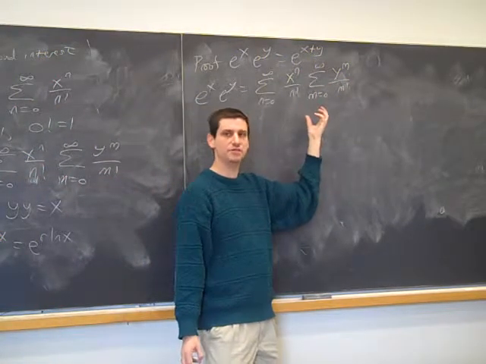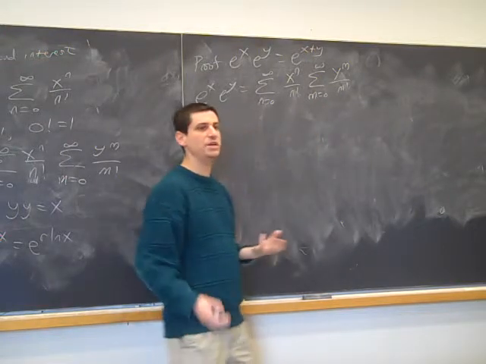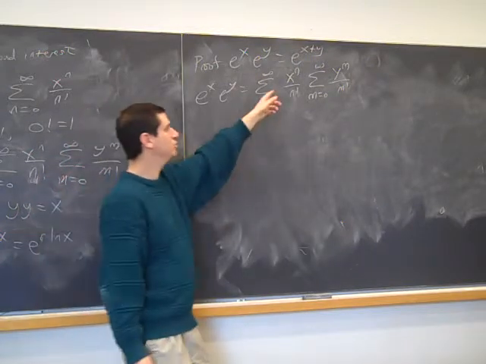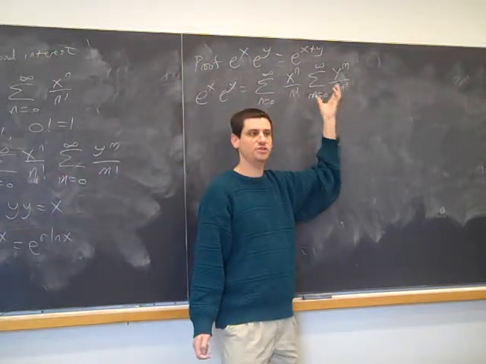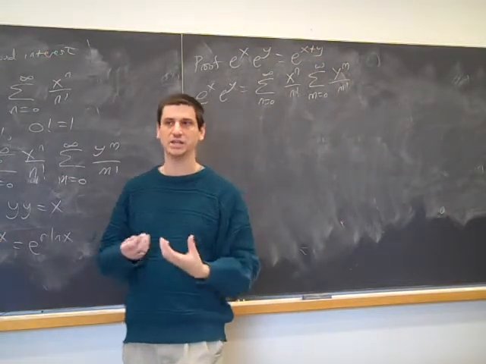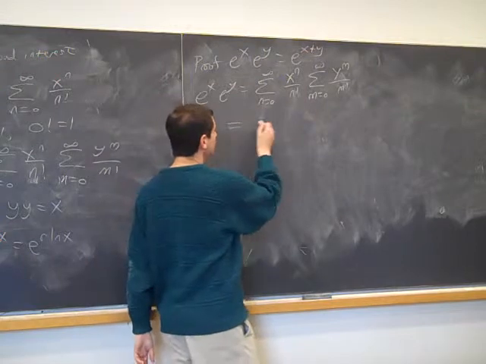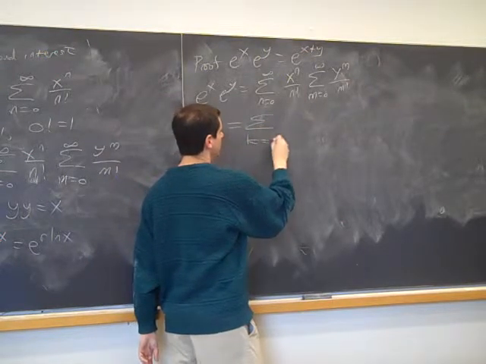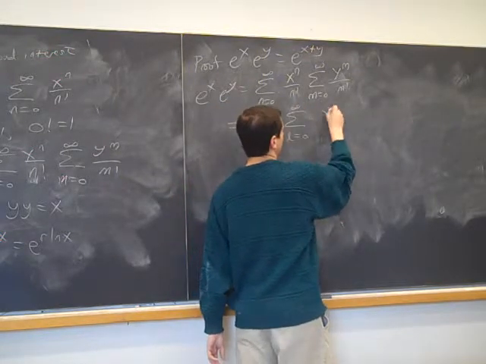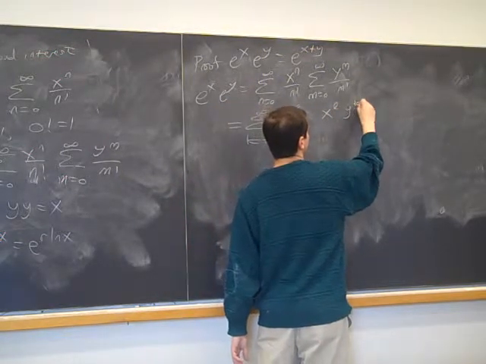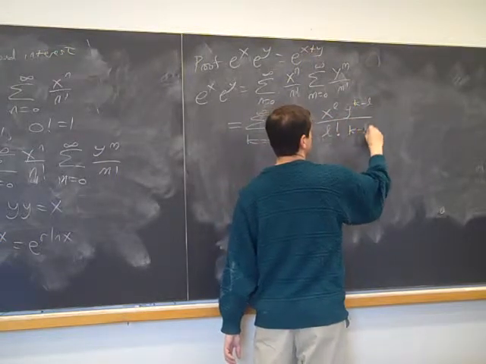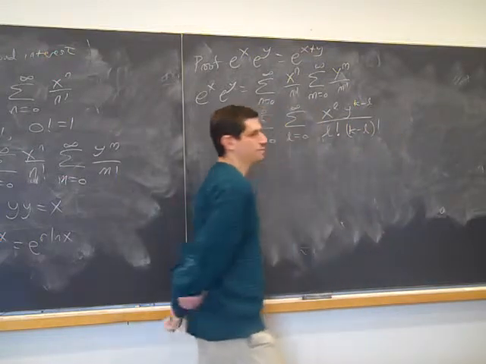I'm going to group things differently. And I'm going to group things based on how many x's and y's do I have together. So maybe I have x cubed, maybe I have y to the 5th. That would give me a term with 8 variables in it. So I'll take all the terms with 8 variables and collect them together. So this turns out to be the same as the sum, k goes from 0 to infinity, the sum L goes from 0 to infinity, x to the L, y to the k minus L, over L factorial, k minus L factorial.